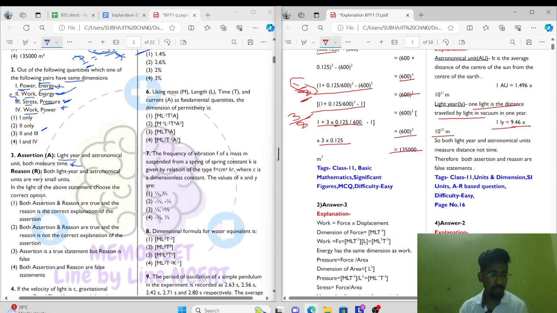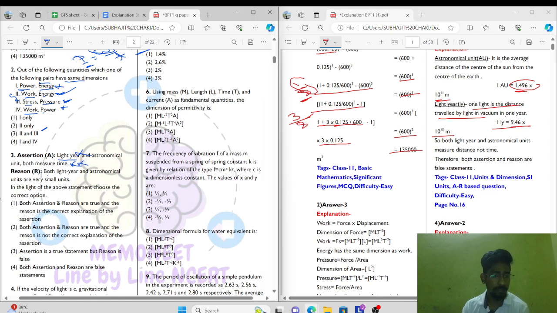The astronomical unit, AU, is also the same thing. It is a very big unit, the second biggest I think. Its value is around 1.5 into 10 to the power 11 meter, though 1.49 is the precise one. That is the value of an astronomical unit. So we can say the assertion is wrong; first of all, we proved this is wrong.